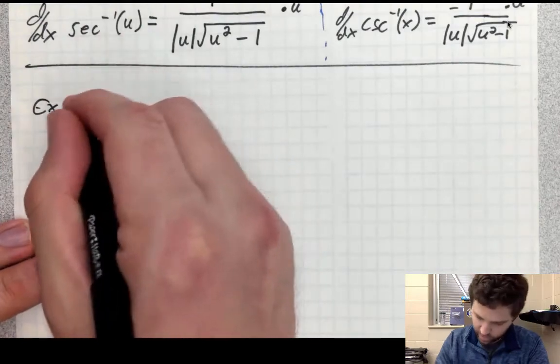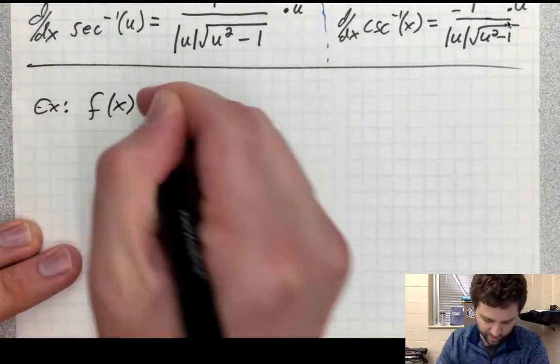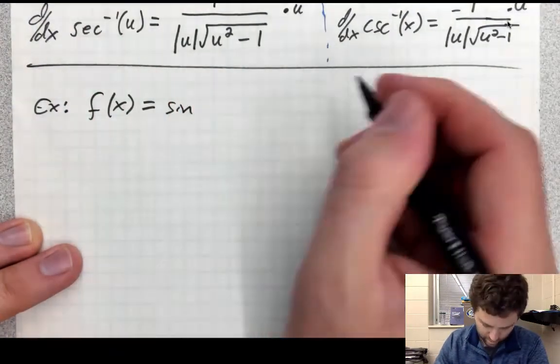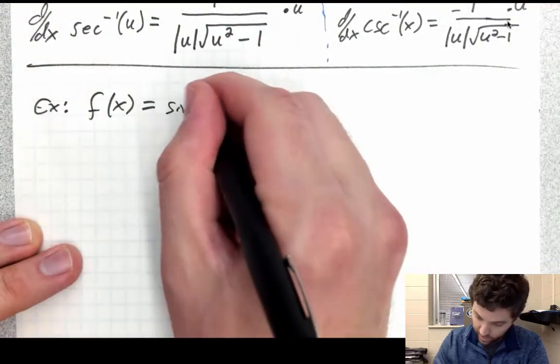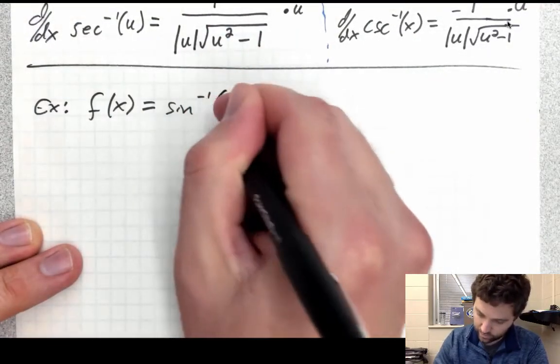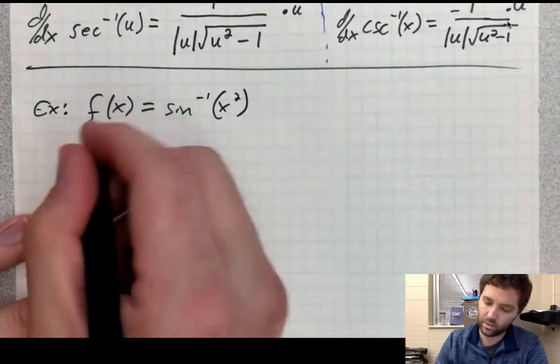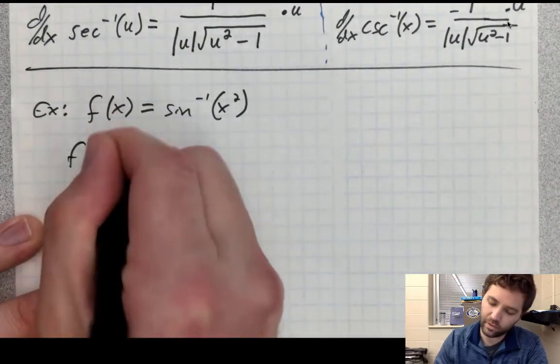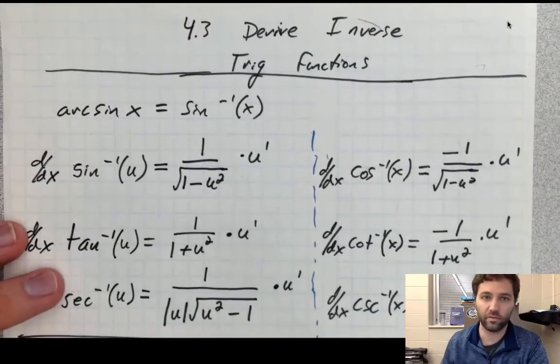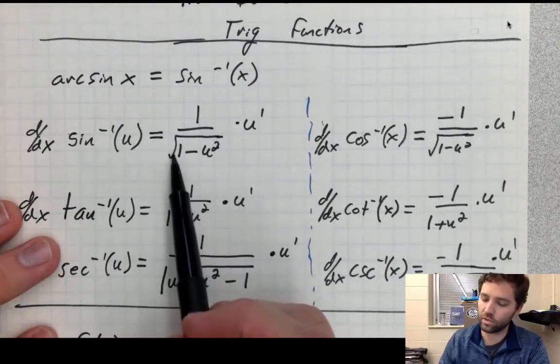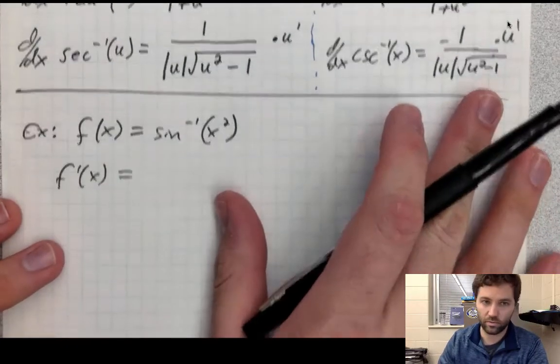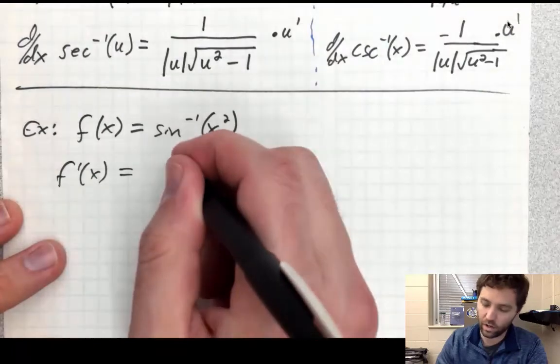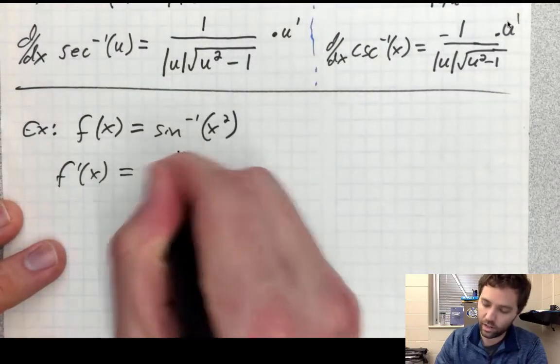We're going to take the derivative. f of x is going to be the inverse sine of x squared. Okay, so take the derivative of that. Check my formula. The derivative of inverse sine is 1 over the square root of 1 minus u squared. So we'll be a little bit careful, but all we're doing is dropping in x squared in for u.